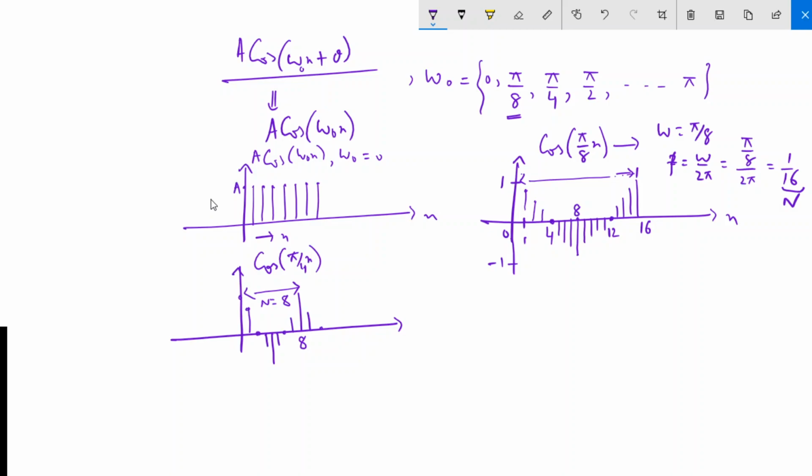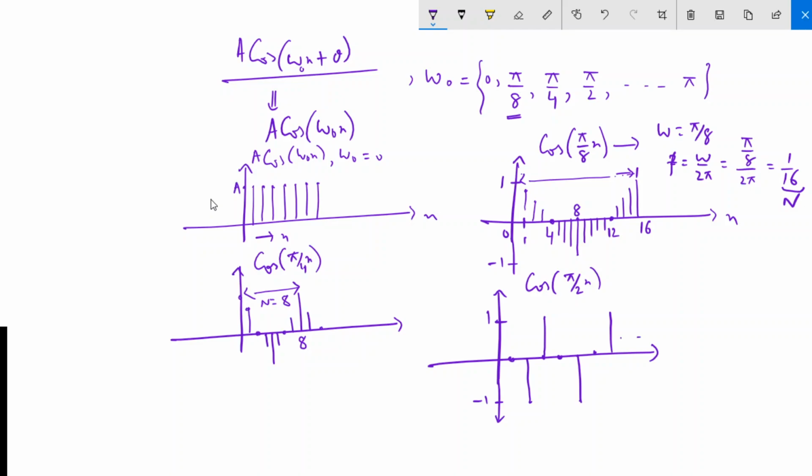Similarly for pi by 2, when you take pi by 2, what you will get, cos of pi by 2n. So for n is equal to 0, you will get 1. For n is equal to 1, you will get 0. Then for n is equal to 2, you will get cos pi, that is minus 1. For 0 you are getting 1, for 1 you are getting 0, for 2 you are getting minus 1, for 3 you are getting again 0, cos 3 pi by 2, then minus 1, then 0, 1, and so on.